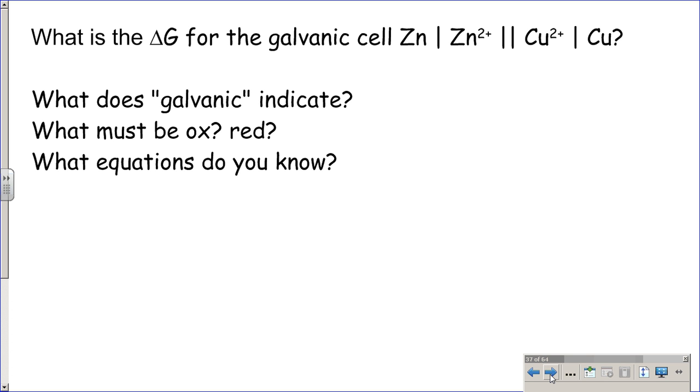All right, so let's do this problem. I'm going to teach something, do a problem, teach something, do a problem. What's the G cell for this galvanic cell? What does galvanic mean to you? Give me something related to what we just learned. Positive E cell, okay. So I want this to be a positive E cell. Standard conditions, let's just assume that.